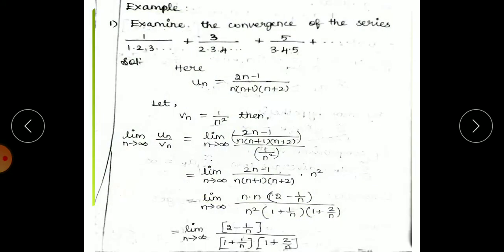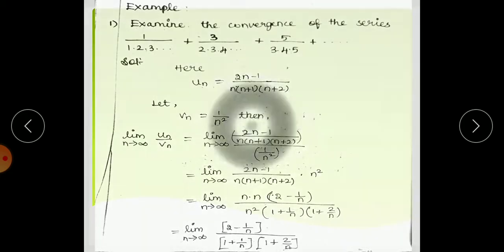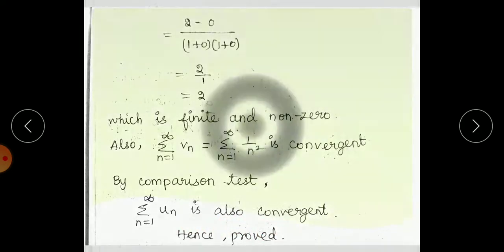Next we are going to see some examples. Examine the convergence of the series 1 by 1.2.3 plus 3 by 2.3.4, plus 5 by 3.4.5 and so on. So here u_n equals 2n minus 1 divided by n into (n plus 1) into (n plus 2). Take v_n equal to 1 by n squared. Then u_n by v_n, applying the limit as n tends to infinity and simplifying, we get the answer as 2, which is finite and non-zero. Therefore summation v_n, summation 1 by n squared, is convergent. Therefore by the comparison test, u_n is also convergent.